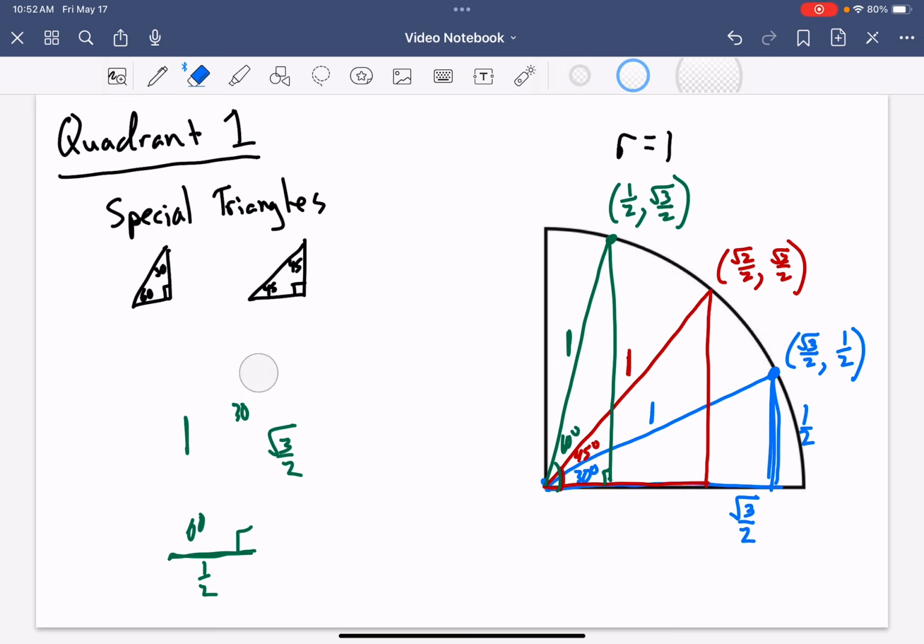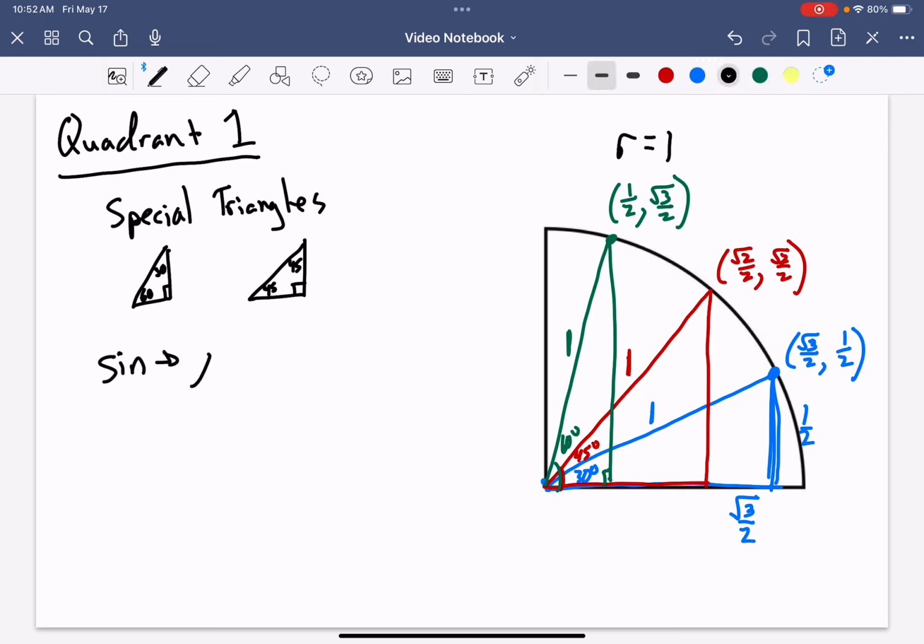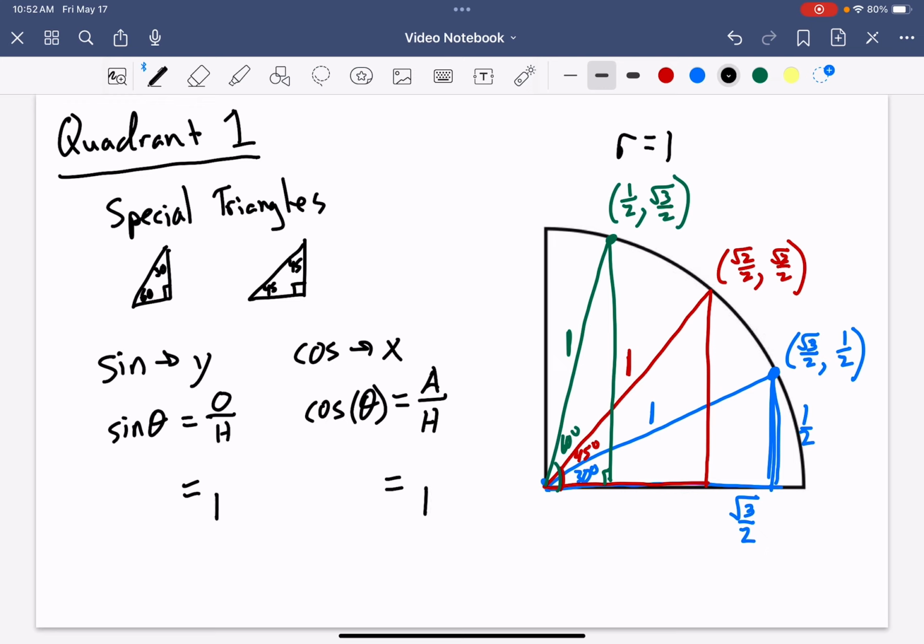Now, earlier, I said that we had a core idea of sine is our y value and cosine is our x value. Well, sine of any one of our angles is equal to the opposite over the hypotenuse. And cosine of any of our angles is equal to the adjacent over our hypotenuse. Well, in either case, our hypotenuse is just 1. And based off of what we're seeing here, it's going to end up being your y value from your point, the x value from your point if we're talking about cosine.